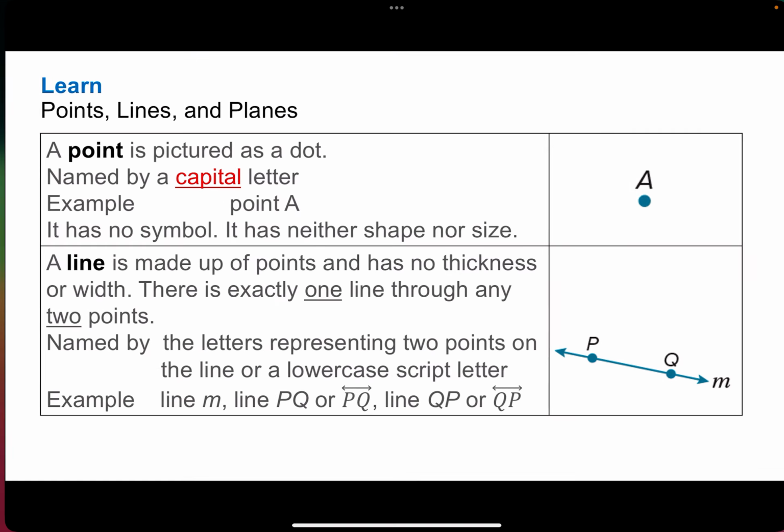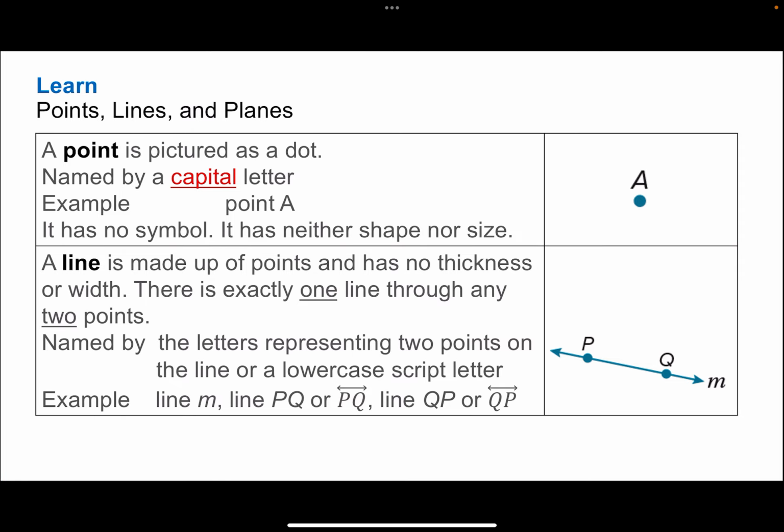Okay, so then we need to talk about what it means to be a line. So a line is made up of an infinite number of points. It has no thickness or width, and there's exactly one line through any 2 points. So if we have 2 points, we can make a line. We name it by listing the 2 points that are on the line, in this case P and Q, or we could name it by a lowercase script letter.